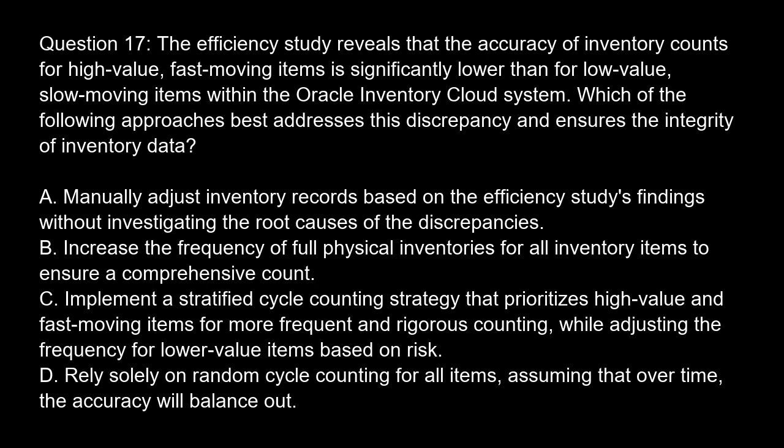Option A. Manually adjust inventory records based on the efficiency study's findings without investigating the root causes of the discrepancies. Option B. Increase the frequency of full physical inventories for all inventory items to ensure a comprehensive count. Option C. Implement a stratified cycle counting strategy that prioritizes high-value and fast-moving items for more frequent and rigorous counting, while adjusting the frequency for lower-value items based on risk. Option D. Rely solely on random cycle counting for all items, assuming that over time, the accuracy will balance out.